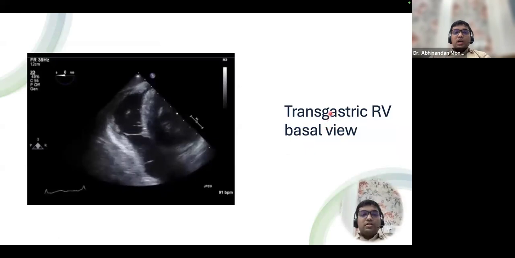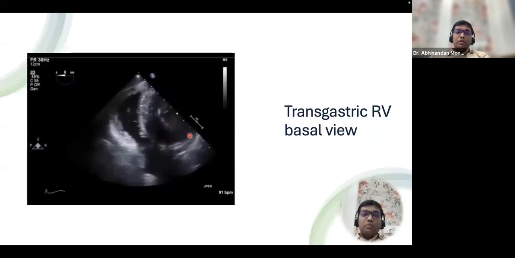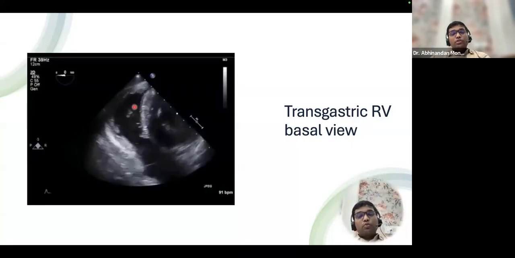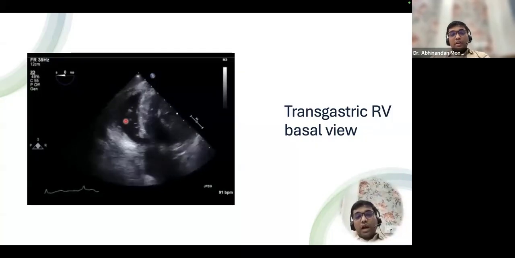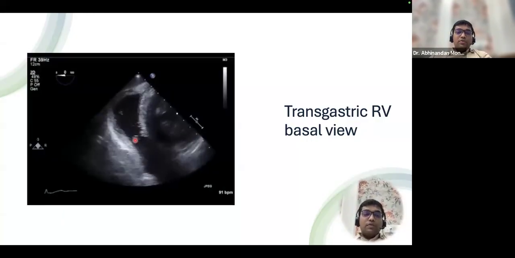Now this is a transgastric RV basal view. So from the mid esophageal RV basal short axis view, if we rotate the probe towards your RV, that is towards your right, you will be able to see the short axis of your tricuspid valve. So this is your RV basal view.